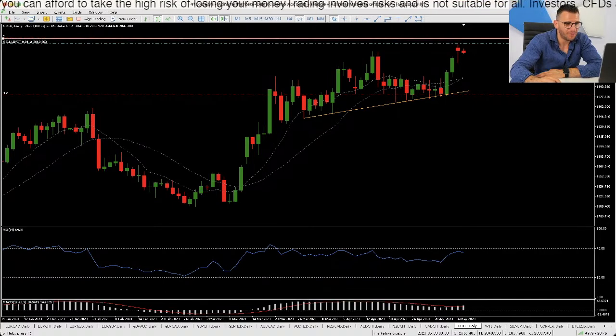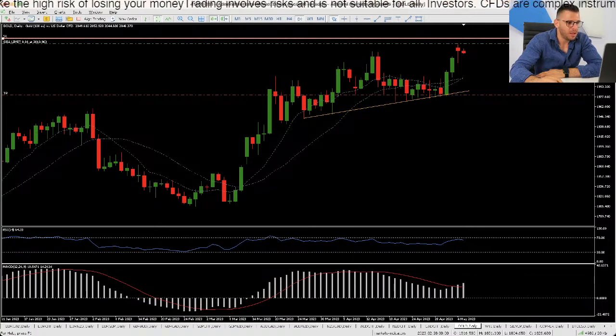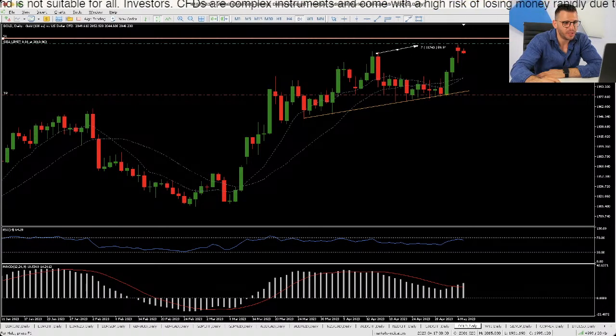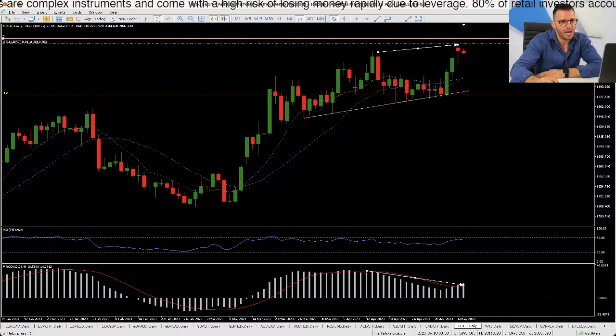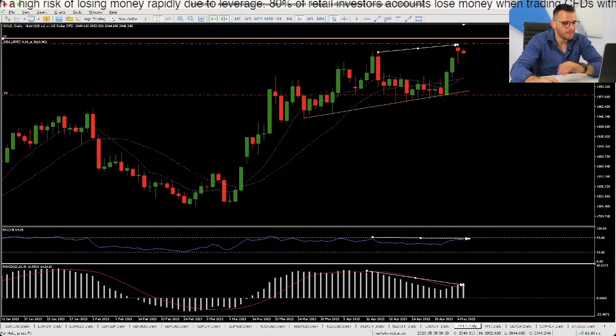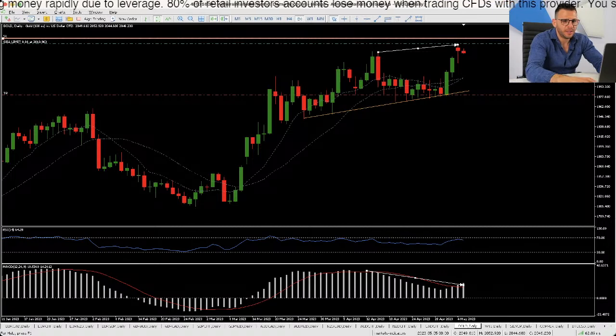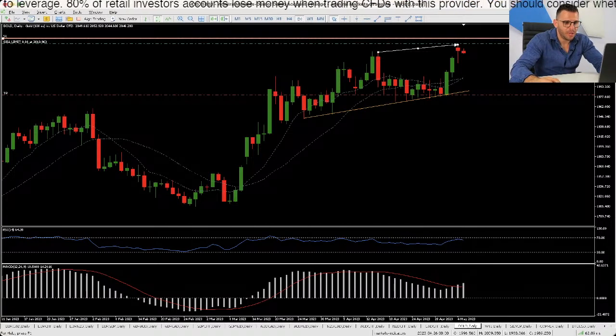We do have the MACD with nice negative divergence or bearish divergence. Price made a higher high, indicator made a lower high. Also the RSI made a lower high. And I will be looking to sell it.